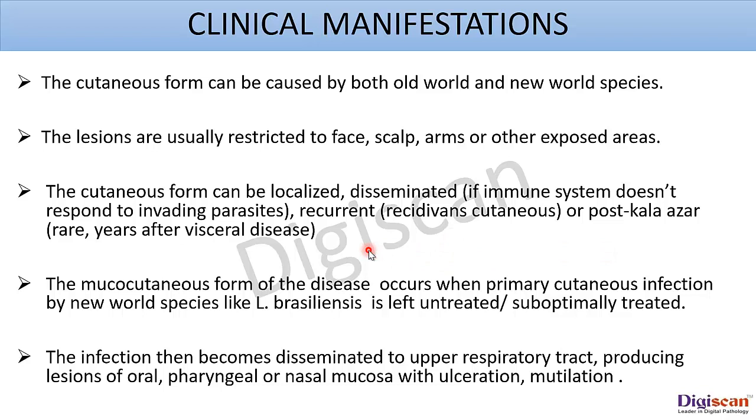The mucocutaneous form of the disease occurs when primary cutaneous infection by New World species like L. brasiliensis is left untreated or suboptimally treated. In this case, the infection can become disseminated to the upper respiratory tract, producing lesions of oral, pharyngeal, or nasal mucosa with ulceration and mutilation.